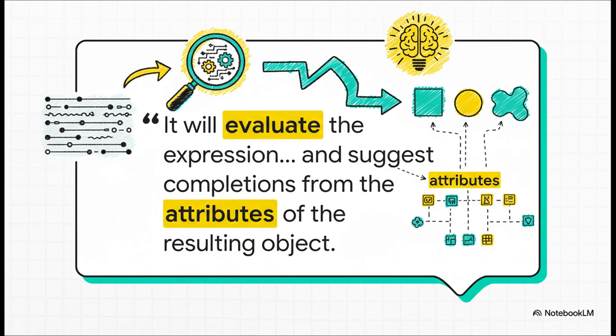So here's the really crucial part. This thing is smart. The interpreter is actively running your code right up to that final dot. It figures out what kind of object you're dealing with, and then it shows you what's available for that specific object. It's not just matching text. It actually understands the context of your code. This is a game changer for learning new libraries and debugging your work.